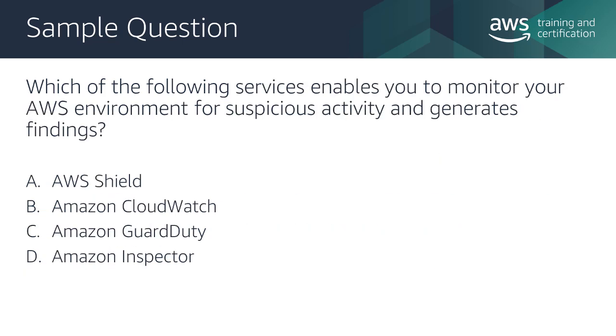Next question. Which of the following services enables you to monitor an AWS environment for suspicious activity and generate findings? This again is where it's important to know Shield, CloudWatch, GuardDuty, Inspector. Now, we're first going to eliminate option A, AWS Shield. Shield is great. It takes care of DDoS attacks, but it's not, again, about generating findings. It's not a monitoring system. Now, CloudWatch is a monitoring system, but it doesn't monitor for suspicious activities. It also does not generate findings.